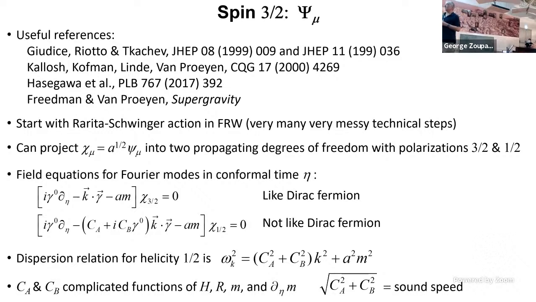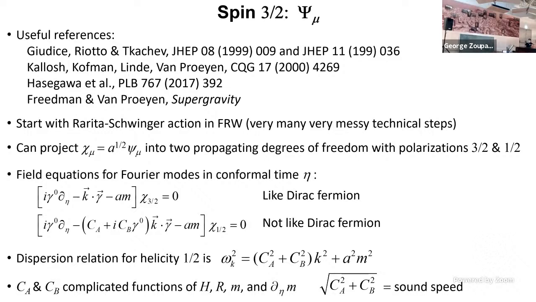What I'm going to do at first is start with the Rarita-Schwinger action in FRW. Just to get that requires many steps that I won't show you, the complication. Then project the field into two propagating degrees of freedom with polarizations 3/2 and 1/2. These are the field equations in FRW in such a model, and the 3/2 polarization looks exactly like a Dirac fermion. So the gravitational production of that has been calculated. However, the 1/2 helicity does not look like a Dirac fermion.